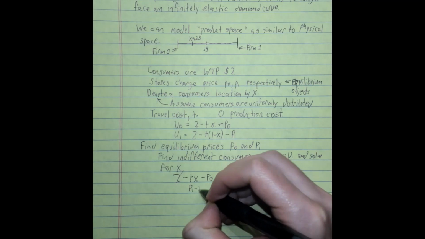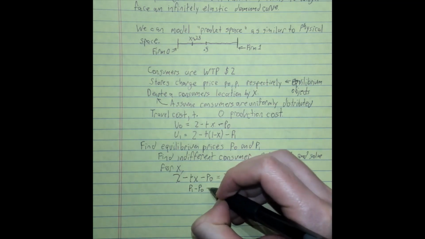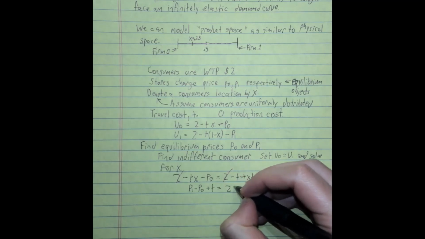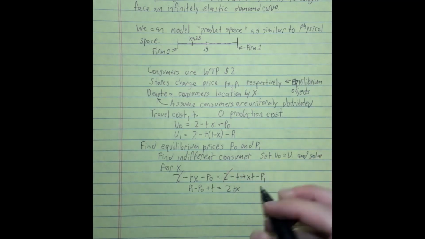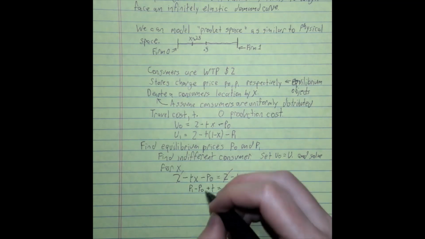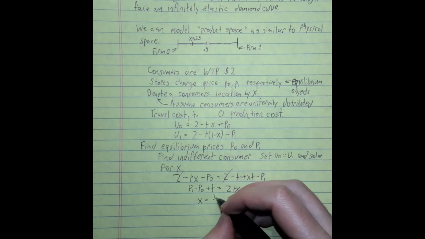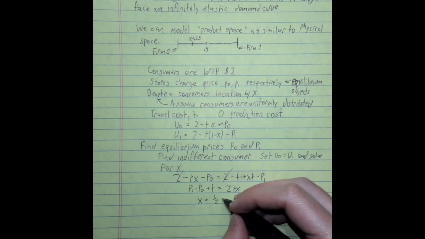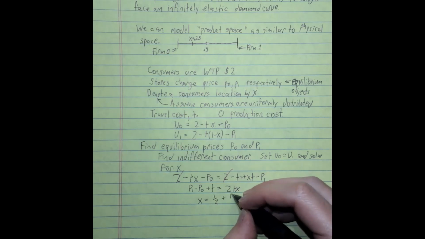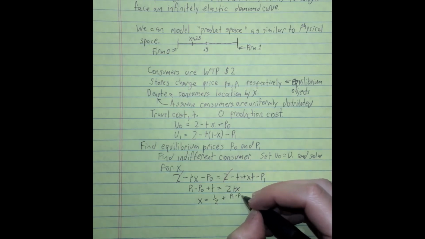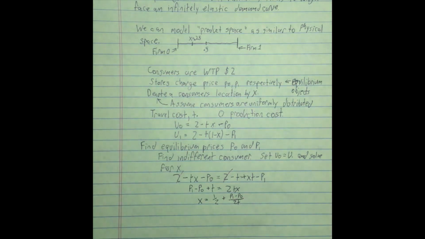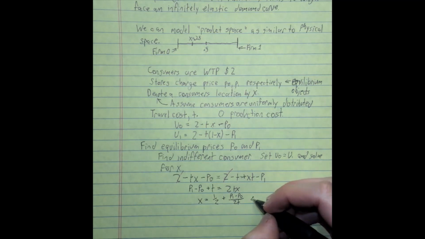And so we're going to get P1 minus P0 plus t is equal to 2tx. We're solving for x, so let's divide both sides by 2t, and we get x is equal to 1/2, that's t over 2t, plus (P1 minus P0) over 2t. All right, so this is our indifferent consumer.